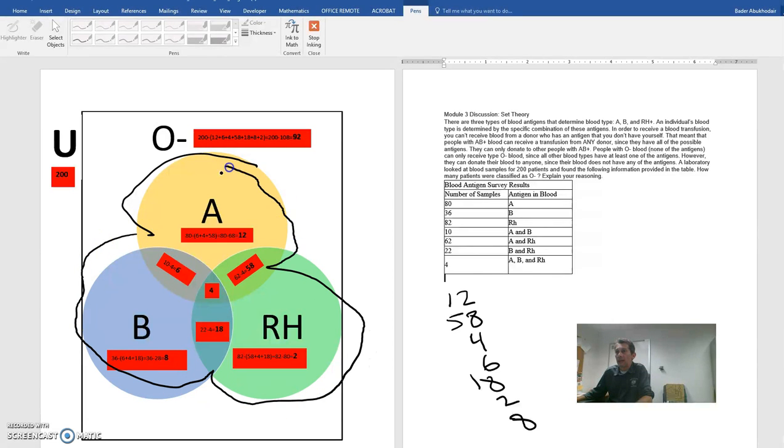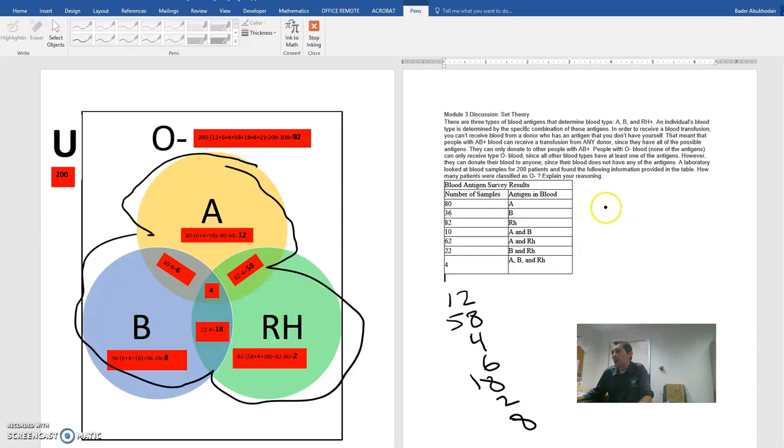So what am I missing? Because he says you have to have 200 patients. So the people who don't have any of these characteristics, neither A or RH or B, they don't have any antigen in their blood, which means they are O negative, right? And that's what he explains here. If you don't have any of the antigens, then you are O negative, which means you don't have any RH, any A, any B in your blood system.